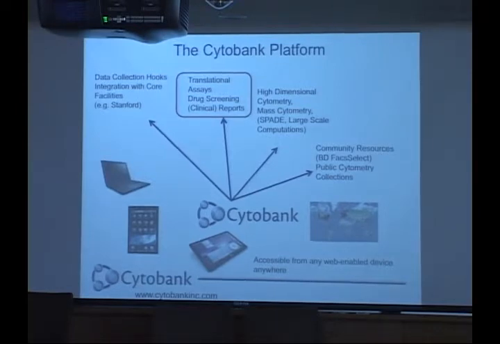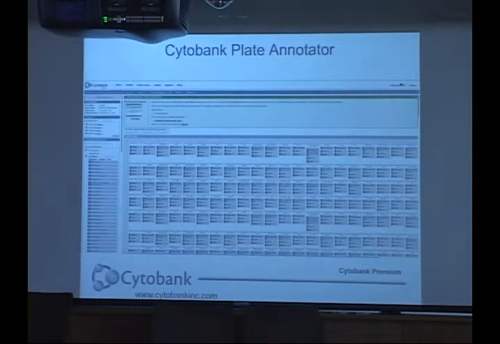In addition, we have other resources available. For example, we have our plate annotator. So that data set that I showed you earlier where I had 90 conditions, if I had made a mistake or if I wanted to add extra annotations to the columns or rows of my plate, we have a mass plate annotator where you can go and analyze your data.